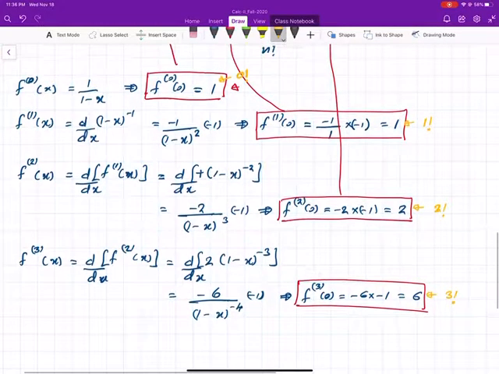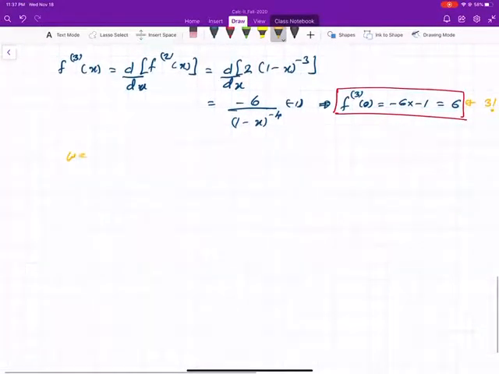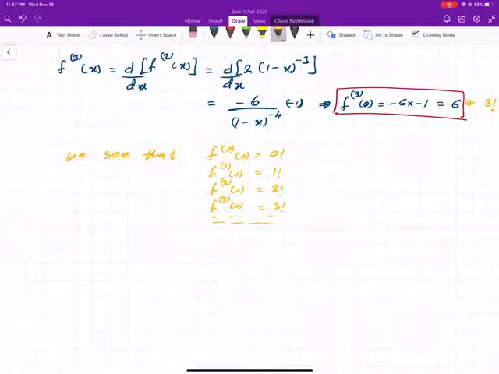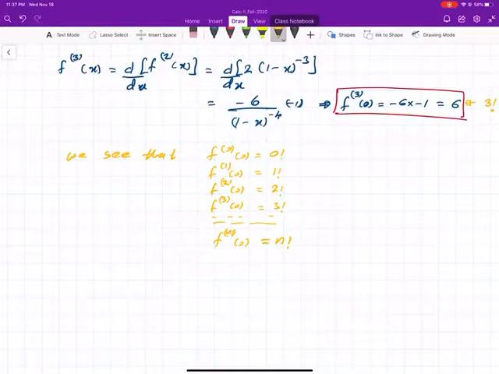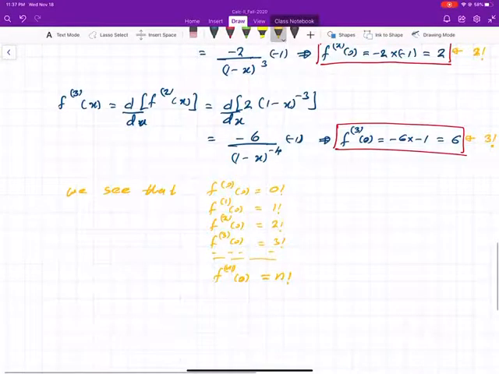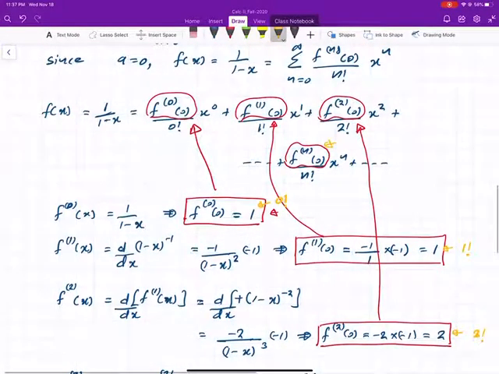Let me write this here. We see that f0 at 0 is factorial 0, f1 at 0 is factorial 1, f2 at 0 is factorial 2, f3 at 0 is factorial 3, and this pattern goes like that. When you have the nth derivative, it is actually factorial n. So you could plug this one. Let me mark this as equation number 1.